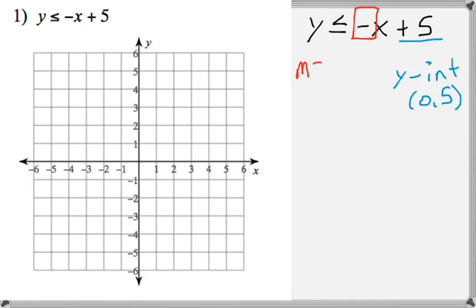So my slope is -1. For slope, we need rise over run, so we would have -1 over 1 or 1 over -1. I did the y-intercept before the slope, but those two steps are interchangeable. Do we need a solid or a dashed line? Well, we have the or equals to, so that means we're going to want a solid line.